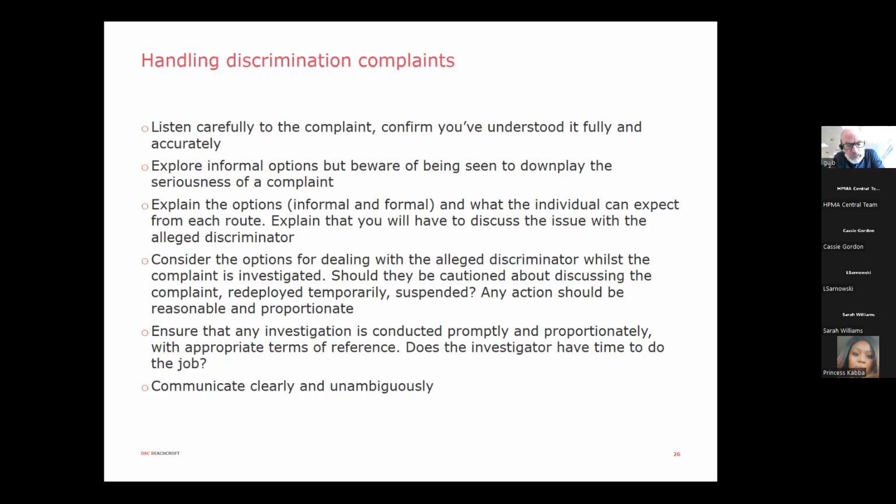Can we deal with this? Can we have a conversation about this? Can we mediate it in some way? But our advice is, yes, you should promote that, but don't try and push it further than the employee wants to go. Because if all the evidence is that they've struggled with this for a long time and they've come to you in desperation, then an informal route is less likely to be helpful.